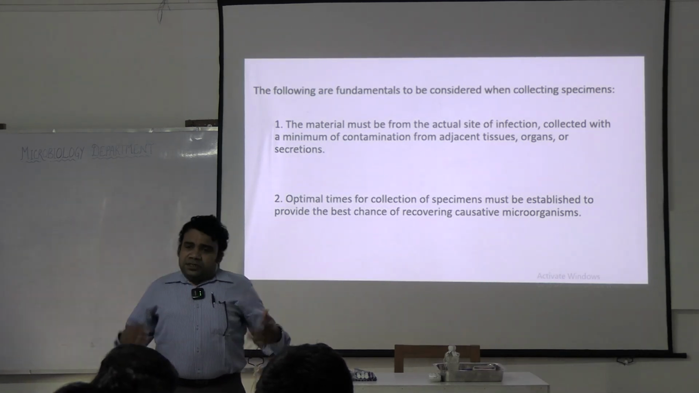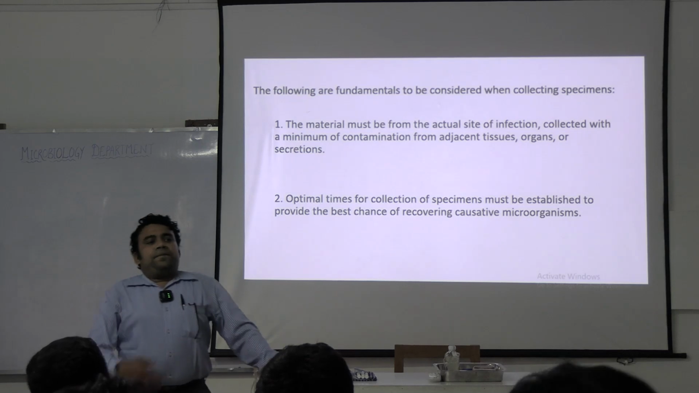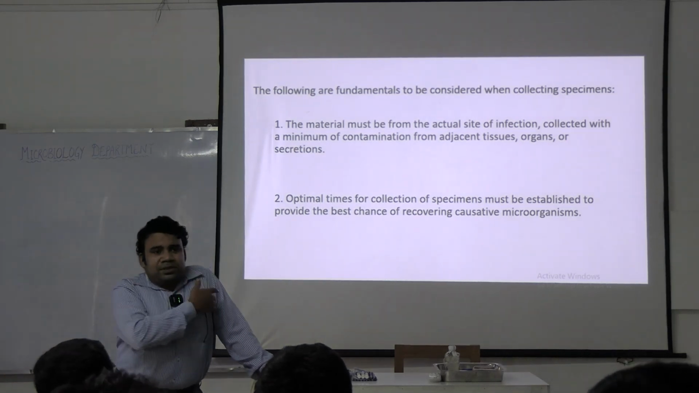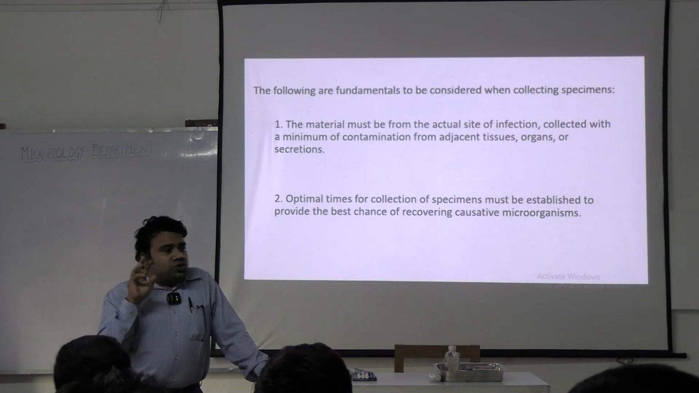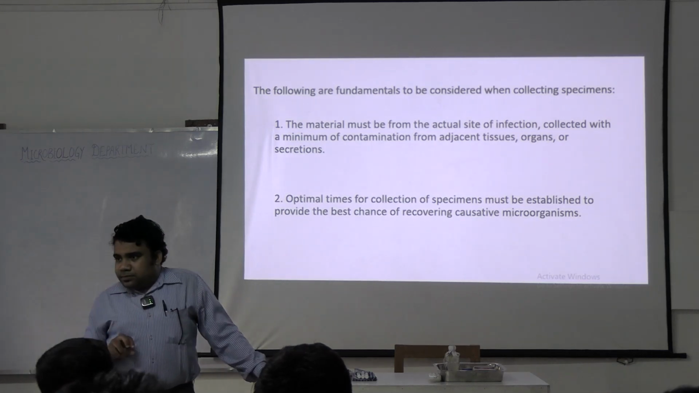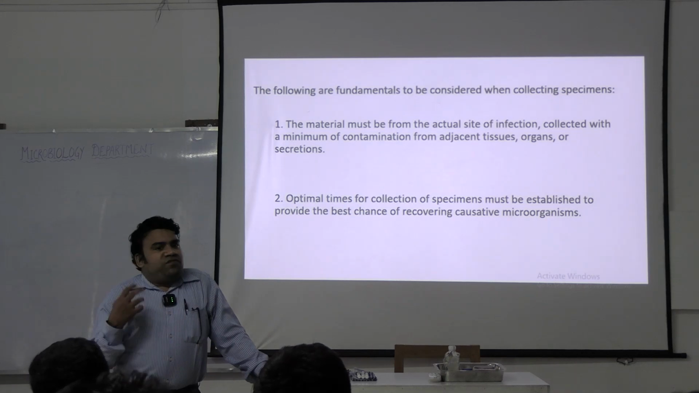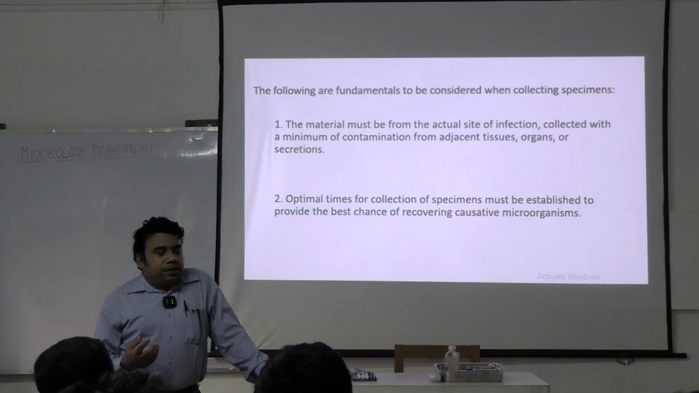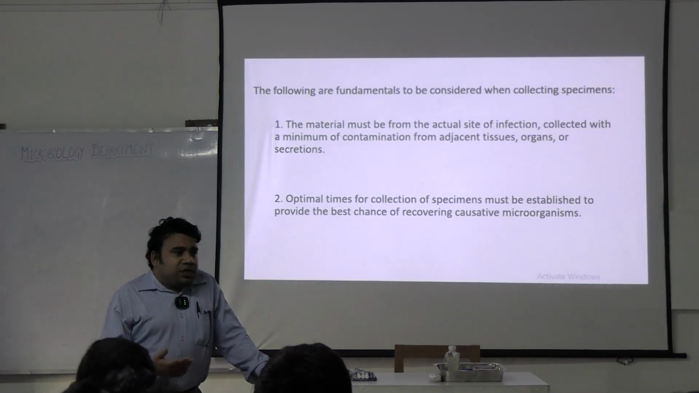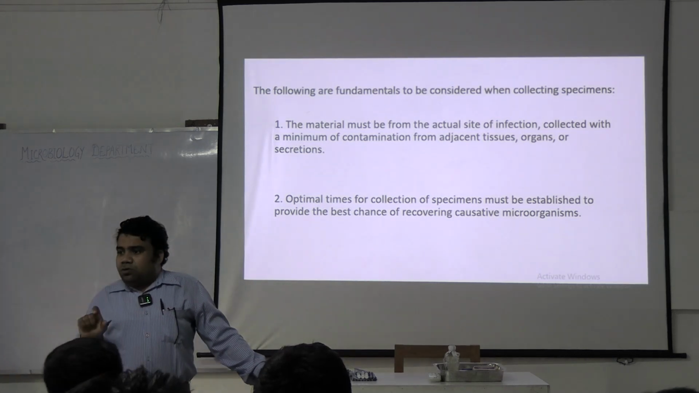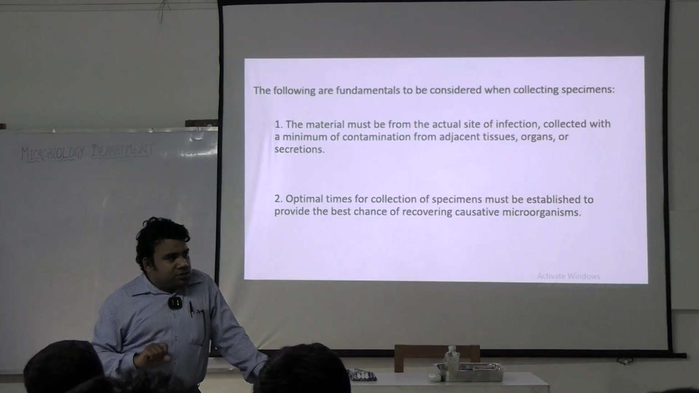Suppose a patient comes to you and says, I have pain and swelling in my left axilla. You examine that and you think there is a soft tissue abscess. Okay. So what do you think? It's an infection that is going on. What do you need to send? You need to aspirate from the abscess, take the pus out and send it for investigation.